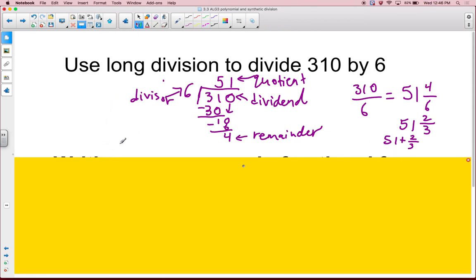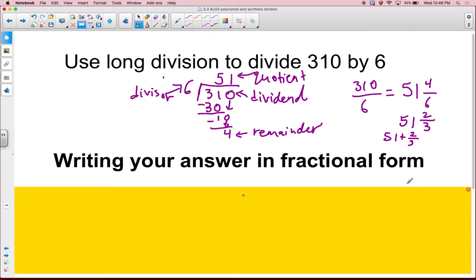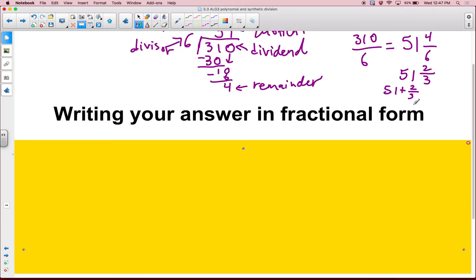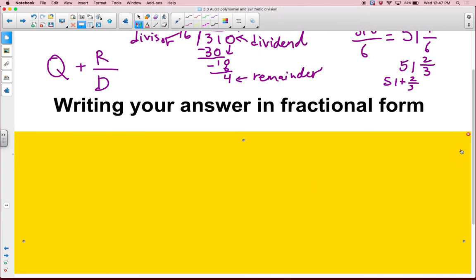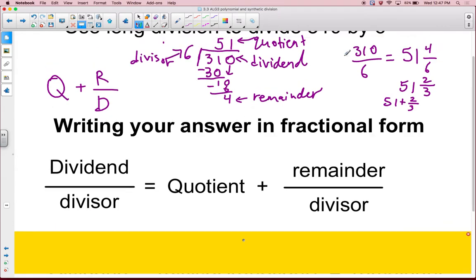So when we're writing out our long division problems, we need to be able to write it as a fraction or in fractional form. Okay? So we did just that. Look what we wrote down. This 51 here was your quotient. The 4 was your remainder, and the 6 was your divisor. So when we write this out, we have our dividend divided by our divisor, so equal to our quotient plus the remainder over our divisor. That's what we just said.